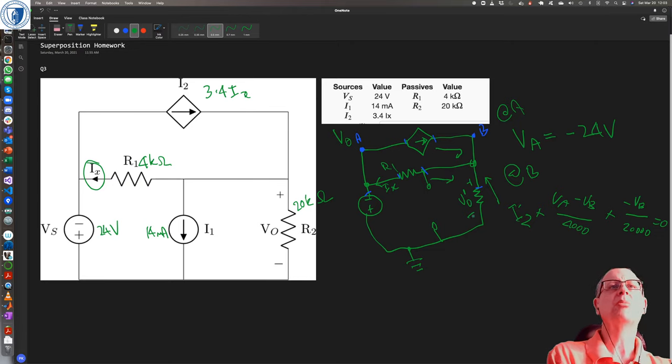Now, we've got a little bit of a problem in that we need to figure out what I2 is. And I2 is 3.4 IX. Now I took IR1 as going into node B. So IR1 is the negative of IX. So I2 is minus 3.4 times IR1, and IR1 is VA minus VB on 4,000.